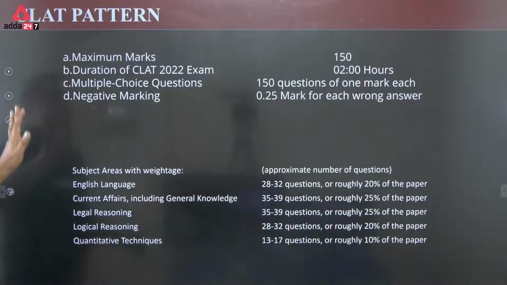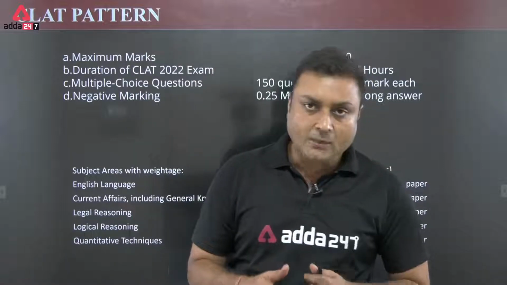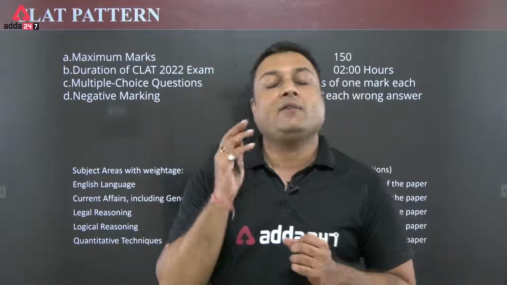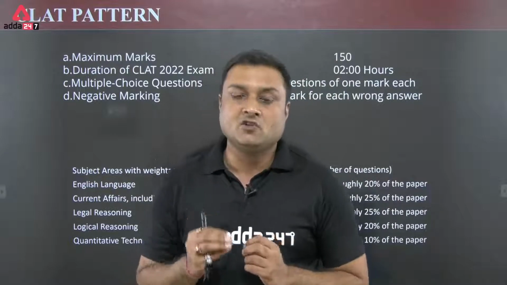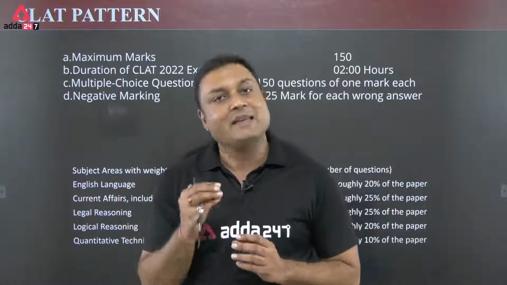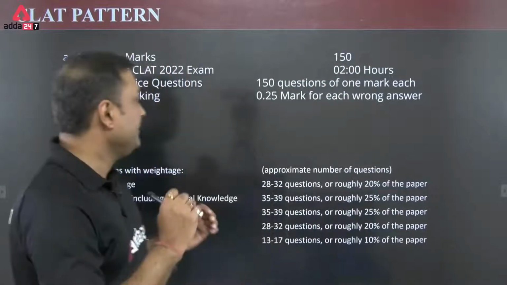But when you talk about the structure, the paper has 150 questions, and for the 150 questions you get 1 mark for every correct answer and a deduction of 0.25 for every wrong answer. So there is negative marking also, which you need to take care of and remember.